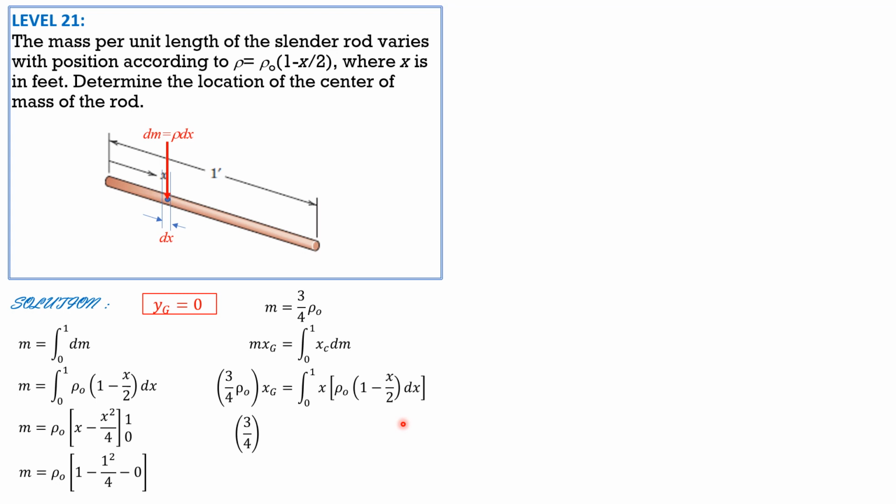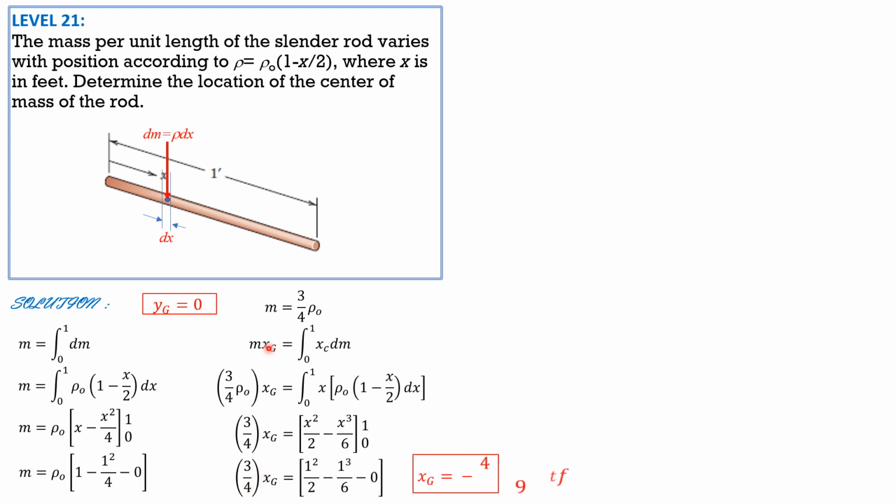So 3/4 of xg equals x squared over 2 minus x cubed over 6, because the second term would be x squared over 2, so the integral is x cubed over 6, from 0 to 1. So 3/4 of xg equals quantity 1/2, 1 squared over 2 minus 1 cubed over 6, minus lower limit 0. So 2/3 divided by 3/4 is 4/9 feet. That's the location of the center of mass of this rod.